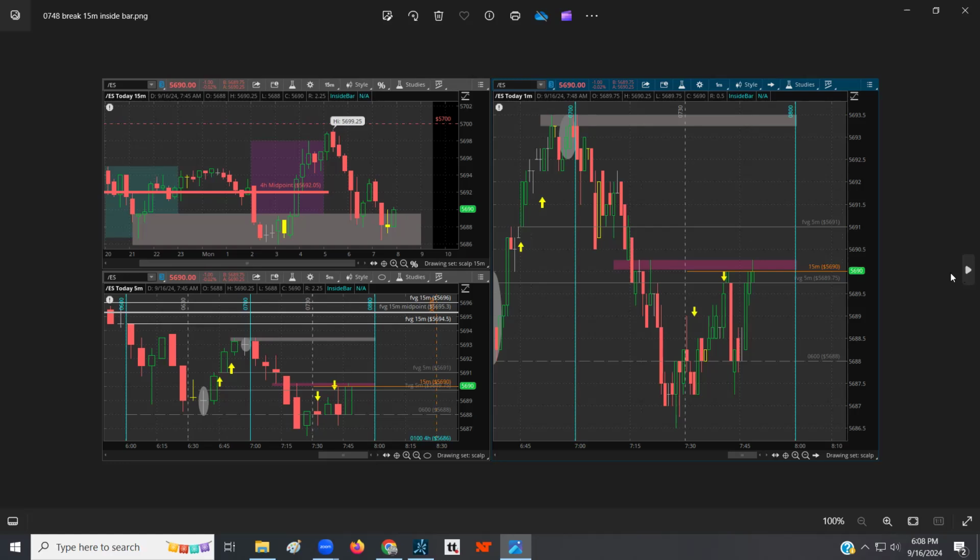0748. So this 15-minute candle, that yellow one, that's an inside candle. I labeled the high of it with this orange horizontal line. And we broke above it right here. So potential trade idea was going long, break above it, waiting for some kind of trigger to form.